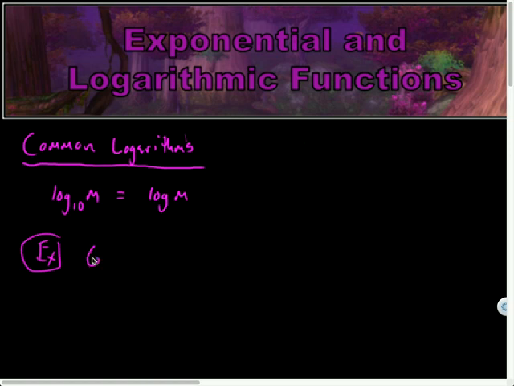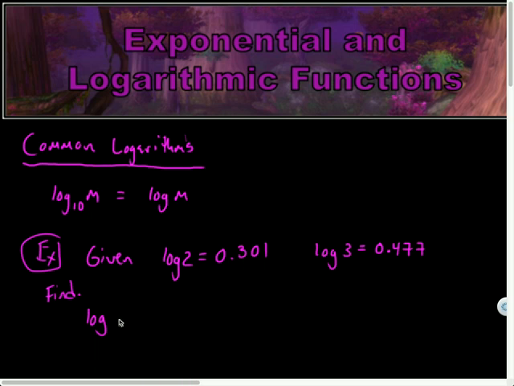So let's say given log of 2 is 0.301 and log of 3 is 0.477. We're going to find the following. So let's figure out what log of 4 is going to be. We'll do that one together first.